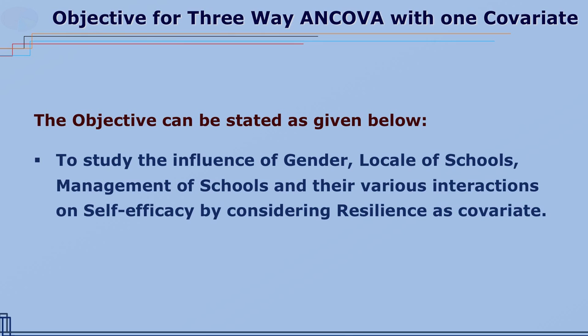So far, you have seen that all the F values were not significant. Let us take another example where the adjusted F values are significant in some of the cases and not significant in some others. The objective should be worded as given below so that the data can be analyzed with the help of three-way ANCOVA to study the influence of gender, locale of schools, management of schools, and their various interactions on self-efficacy by considering resilience as covariate.